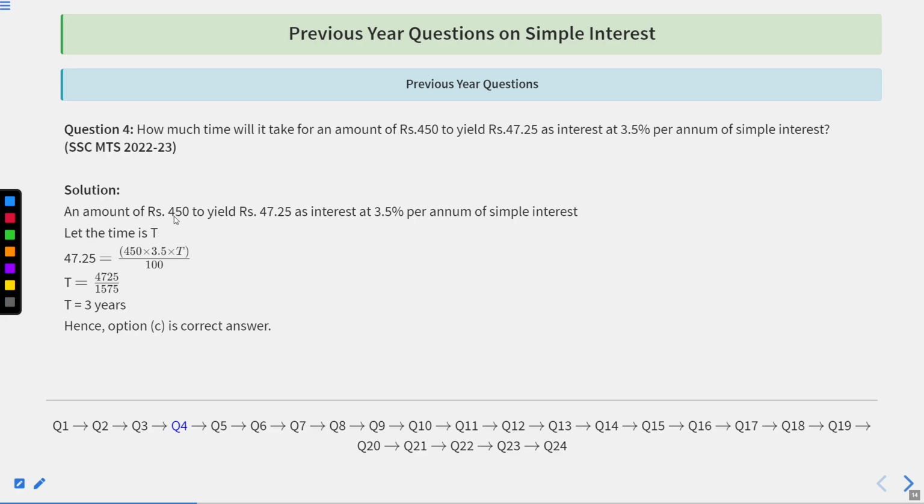An amount of rupees 450 yields rupees 47.25 as interest at 3.5% per annum of simple interest. Let the time be T. Then 47.25 is equal to 450 into 3.5 into T upon 100. So T is going to be 4725 upon 1575. So T is 3 years. The correct option here is option C.